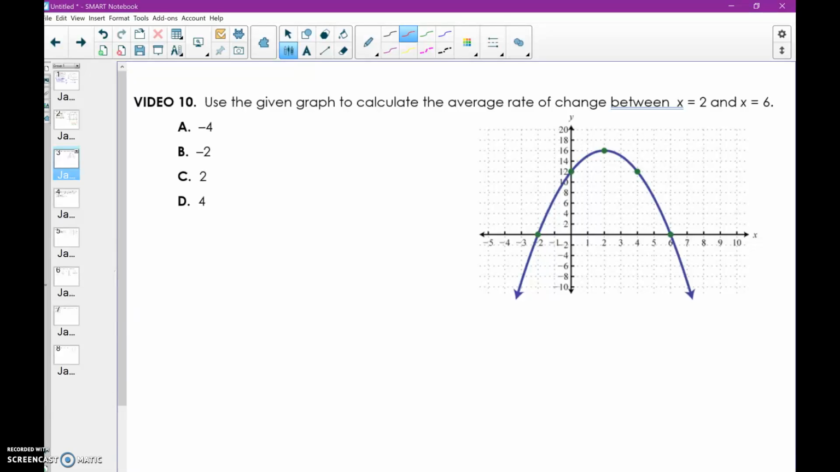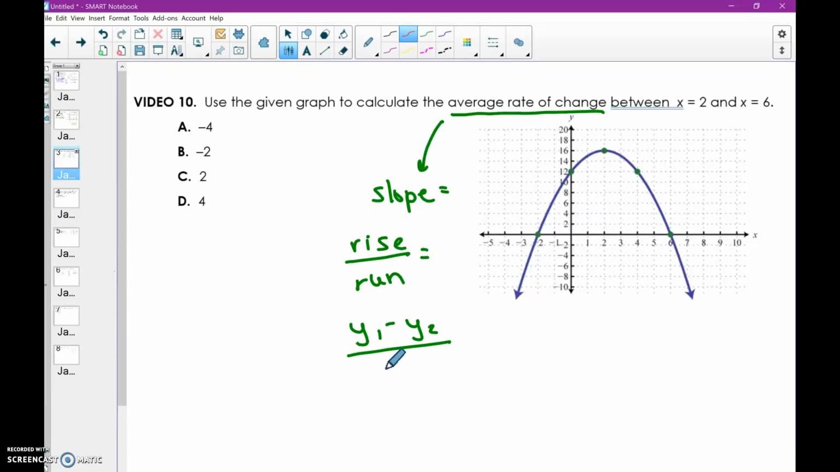All right, problem number 10 is asking us to use the given graph to calculate the average rate of change between these 2 points. Remember, rate of change is just another word for slope, which if you don't remember is rise over run. And you might even want to put down the formula y1 minus y2 over x1 minus x2. Okay, so a quick couple things about that. It asks us specifically for the slope or the rate of change between those 2 points.